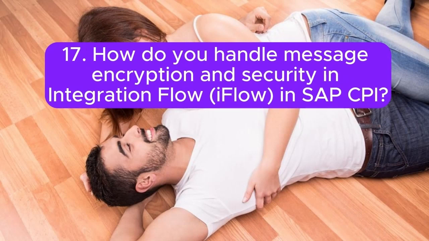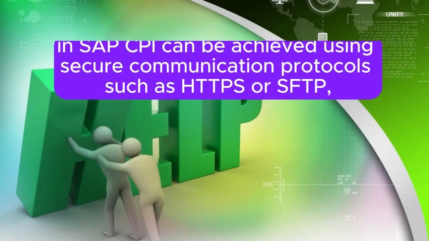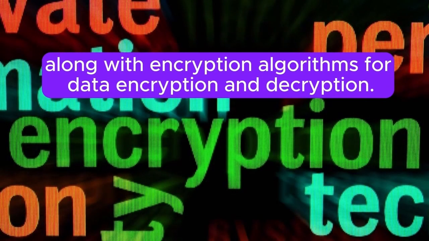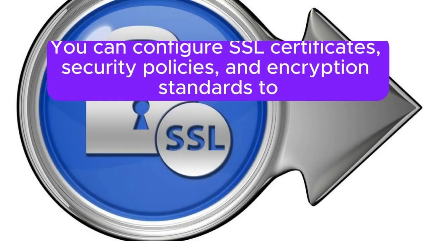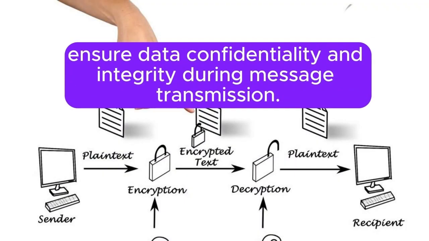17. How do you handle message encryption and security in integration flow iFlow in SAP CPI? Answer. Message encryption and security in integration flow iFlow in SAP CPI can be achieved using secure communication protocols such as HTTPS or SFTP, along with encryption algorithms for data encryption and decryption. You can configure SSL certificates, security policies, and encryption standards to ensure data confidentiality and integrity during message transmission.